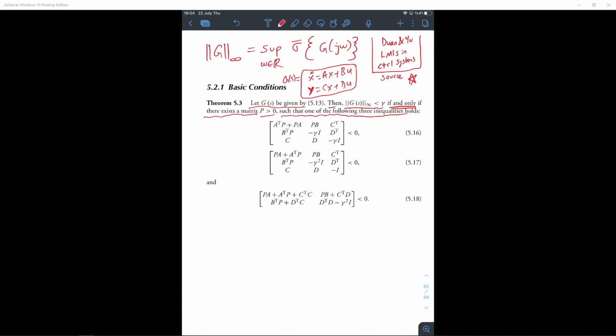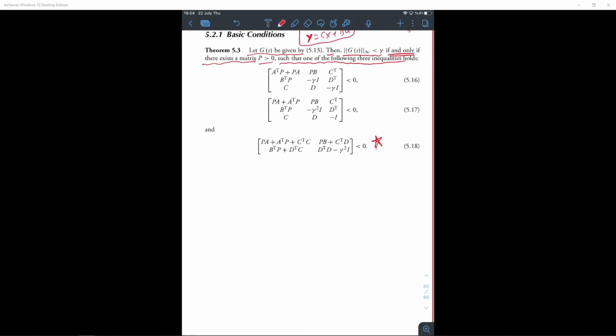And we're going to focus on this inequality, meaning let me try to write this: H infinity less than gamma if and only if there exists P such that, okay, alright, this is what we are going to focus on right now. And I'd like to say this is going to be hard, so I'm going to do everything that I can to make it as simple as possible.